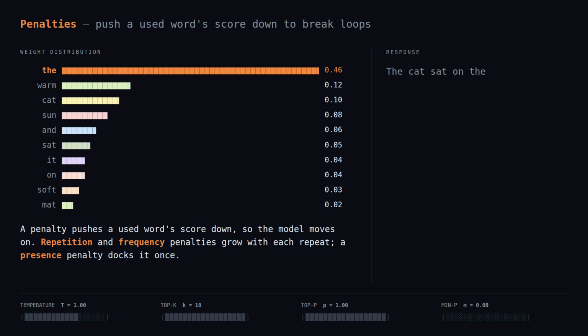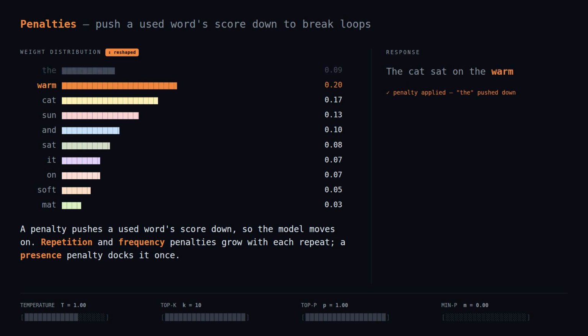There's one last trick. Left alone, a model can get stuck repeating itself, looping on the same word, especially at low temperature. Penalties fix that. Once a word is used, its score gets pushed down, so the model moves on to something fresh. Repetition and frequency penalties grow with each repeat. A presence penalty just docks a word once. Small touches, but they keep the writing from going in circles.